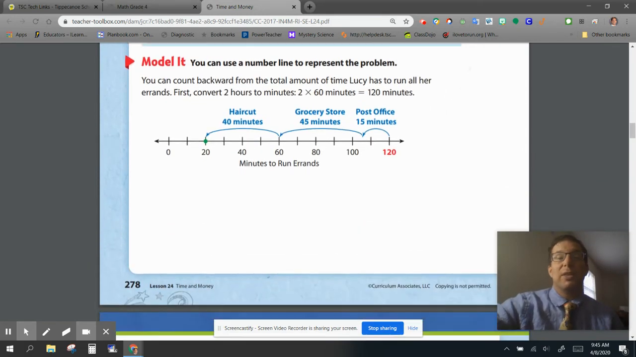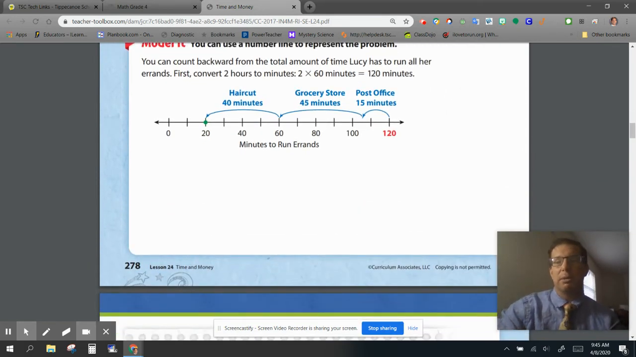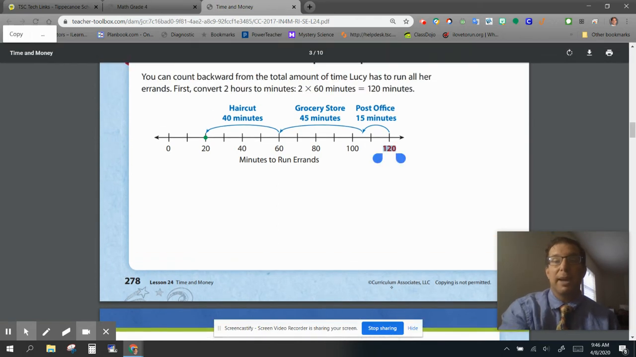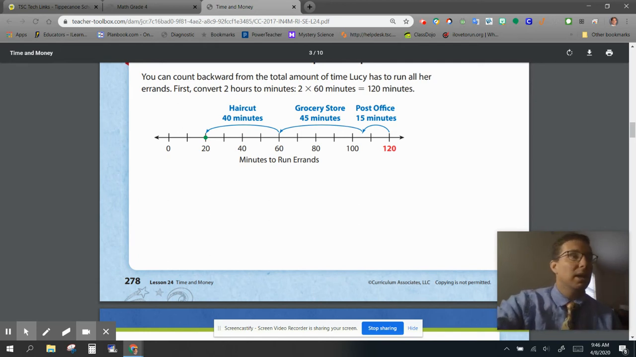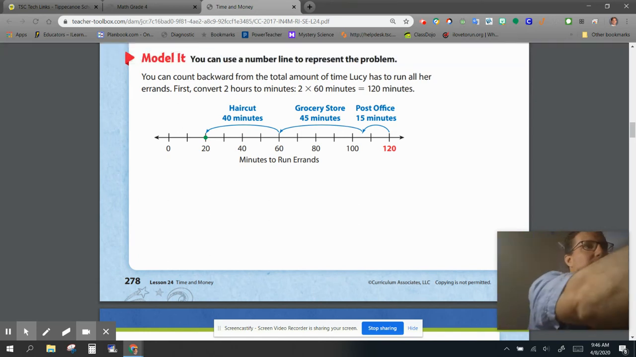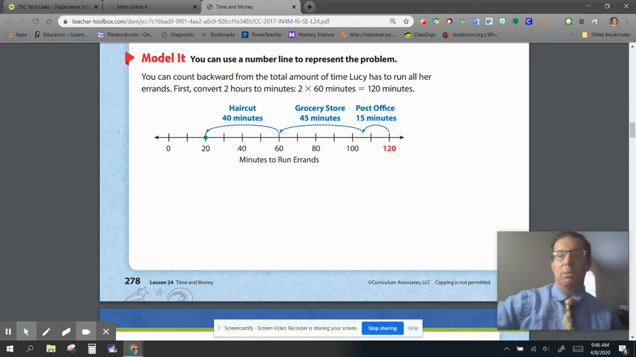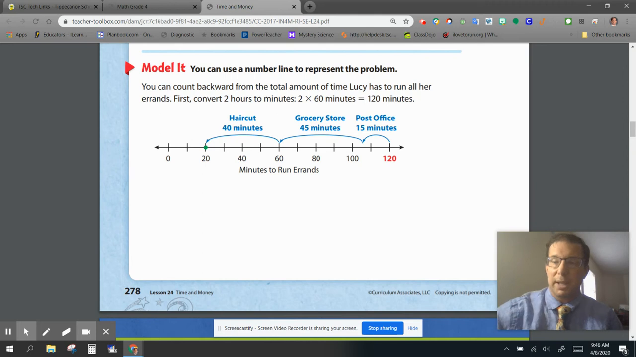So the way they model it to do it, I wouldn't do it this way, because I don't have a number line just lying around. But they went backwards, as you can see. They start at 120, and they have her 15 minutes to the post office, 45 minutes at the grocery store, then 40 more minutes to get the haircut. How I would do it, I'll show you off to the side. So that's how they did it. That's how you model it.